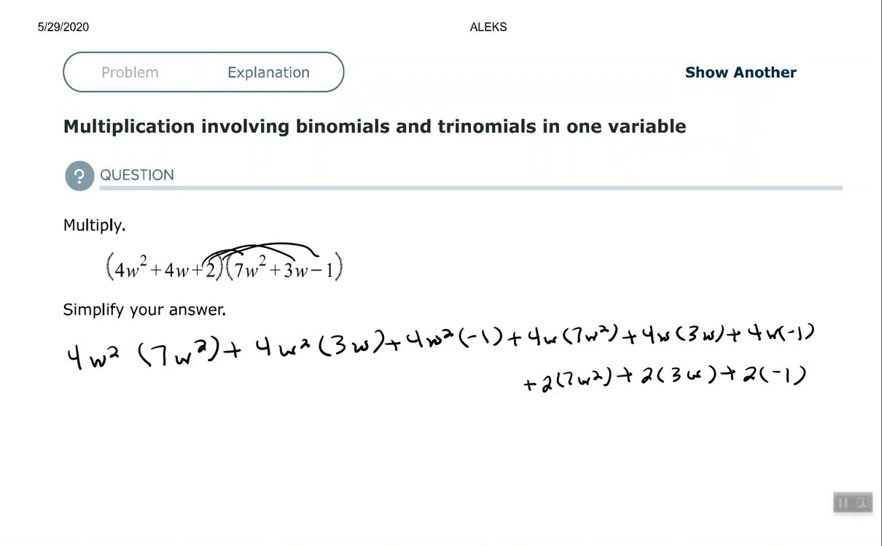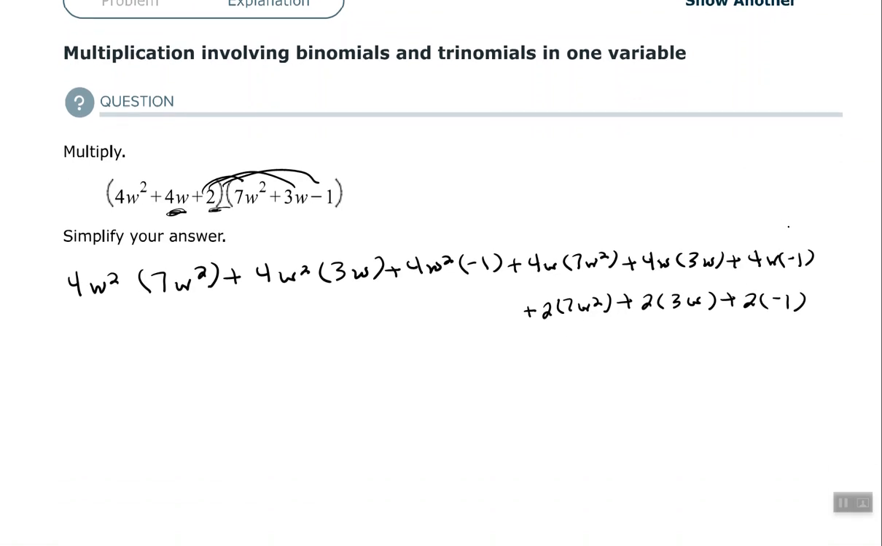So again, you don't have to write that step out. That's extremely long, but all I've done is taken each term from the first parentheses and distributed to each term in the second parentheses. 4w squared times 7w squared, 4w squared times 3w, 4w squared times negative 1. And then I moved on to the second term and did the same thing, 4w times each one of the terms in the second parentheses. Then I moved on to the third term, the 2, and did the same thing. And then we just multiply that out.